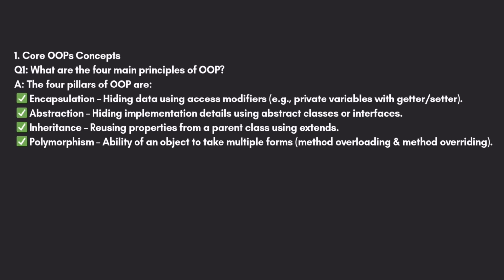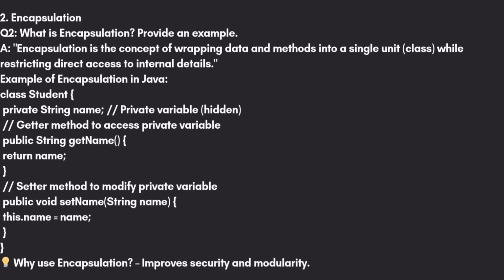The next question: what is encapsulation? Provide an example. Encapsulation is the concept of wrapping data and methods into a single unit, that is a class, while restricting direct access to internal details. Here is the example of how we can do encapsulation in Java. We made a class Student, and we make our name variable private. We have one get function, and next we have the set function. The getter method is used to access private variables, and the setter method to modify the private variables.